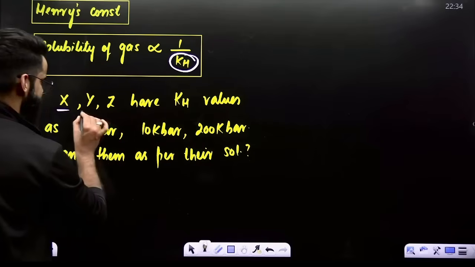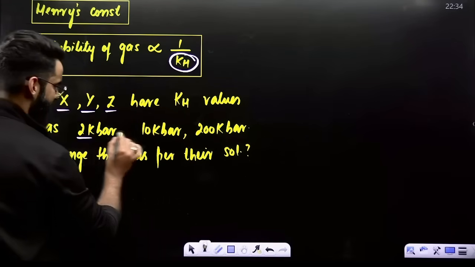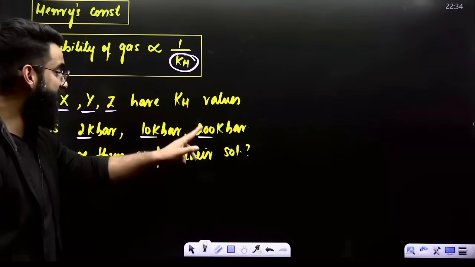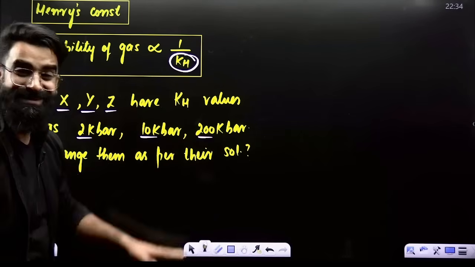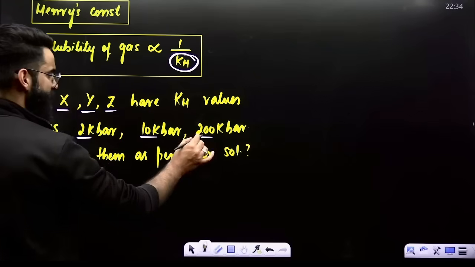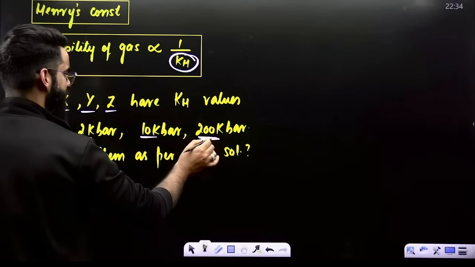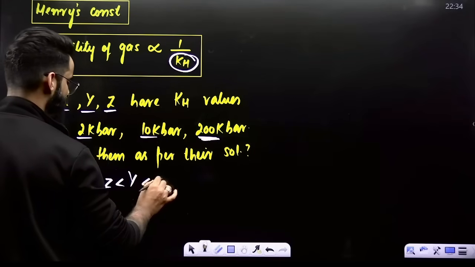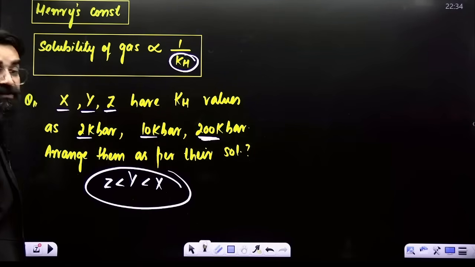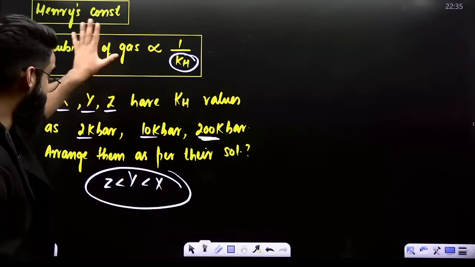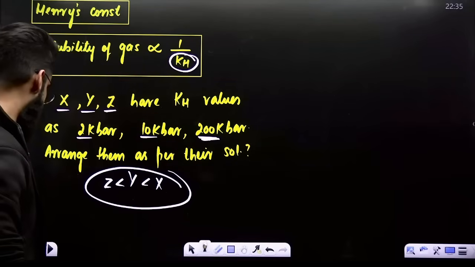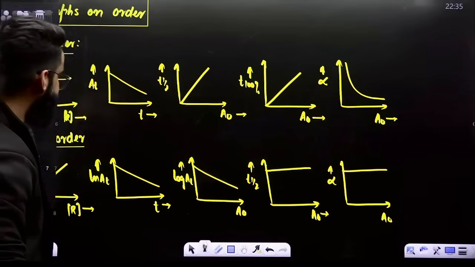As you are given three gases, X, Y, and Z, their Henry's constant values are given. The more the value of Henry's constant, the lesser is going to be the solubility, right? So I would say this is the maximum value of Henry's constant, that's for Z. So Z will have minimum solubility, followed by Y, followed by X. This is the order of solubility which you have to remember. Just keep this particular thing in your mind: solubility is inversely proportional to Henry's constant. That's all, that's more than sufficient.